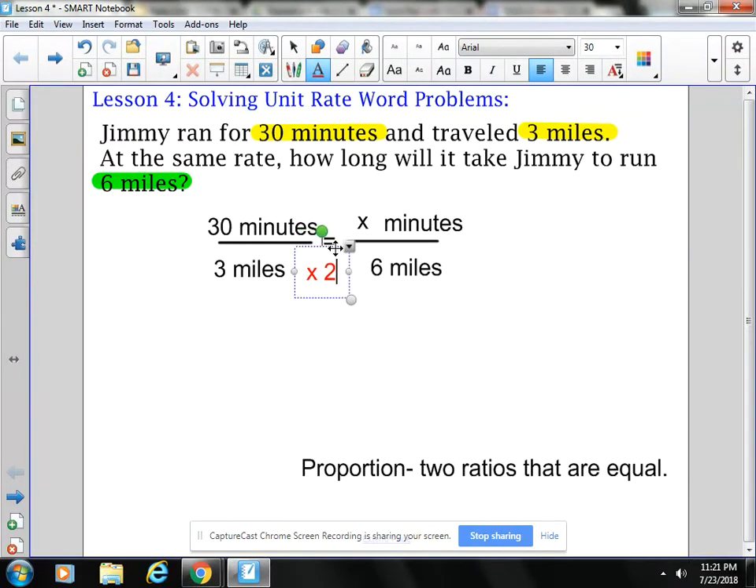In order to keep this equivalent, we want to do the same thing to the numerator. We'll multiply that by 2. 30 times 2 gives us our answer. X equals 60 minutes.